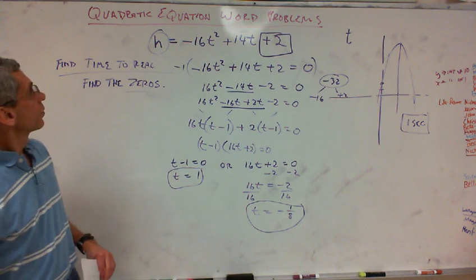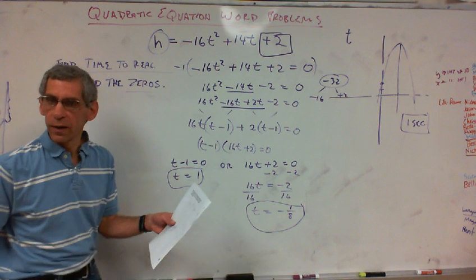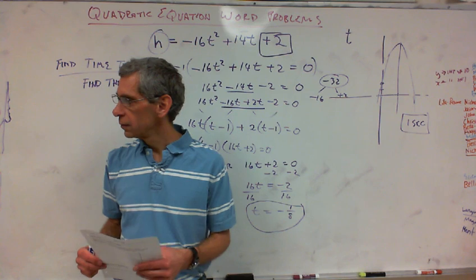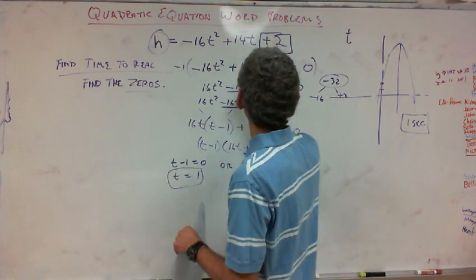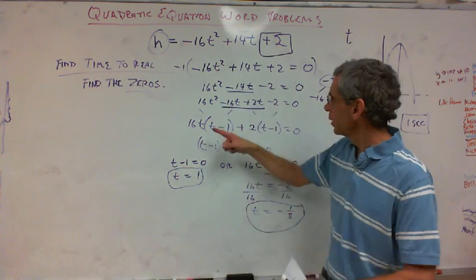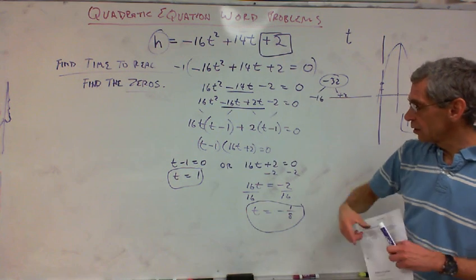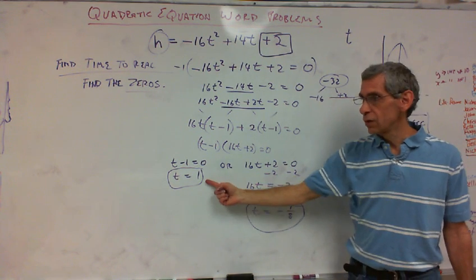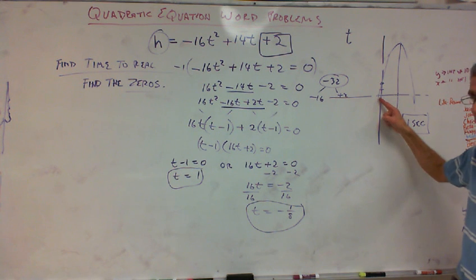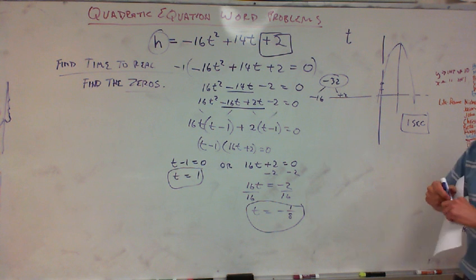I forgot what the problem was. Yeah, beanbag, right? Kicking a beanbag. 1 second. How do you know? Oh, because it's modeled by this equation. So we just found this. Because we factored this to find the zeros. My zeros are either t is equal to 1 or t is equal to negative 1/8. So it crosses the x-axis at negative 1/8 or at 1.